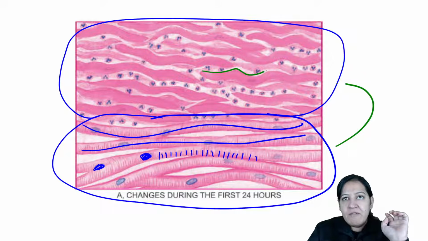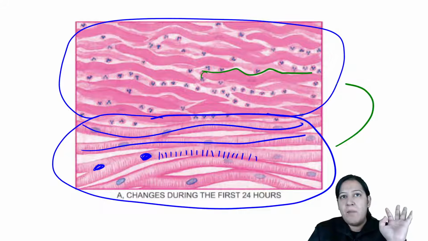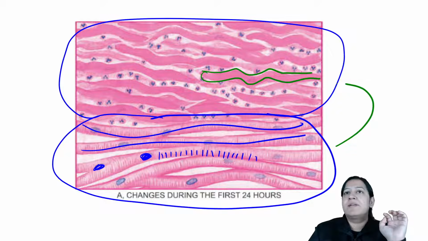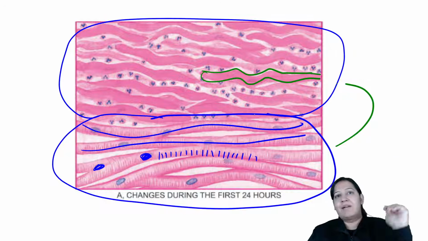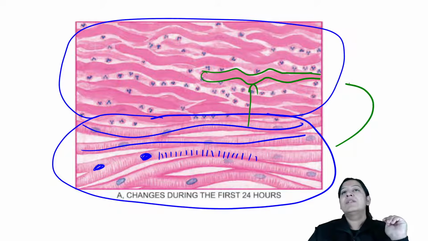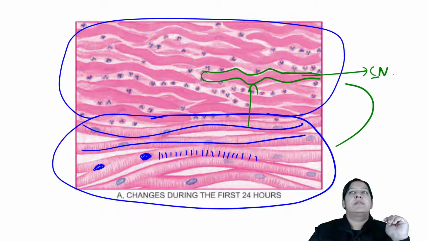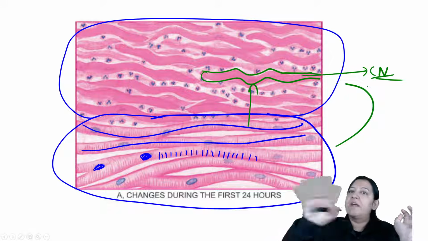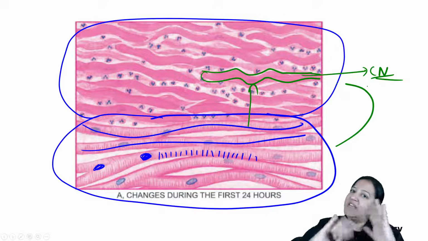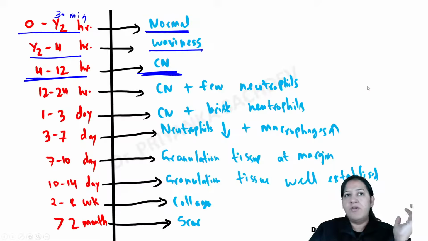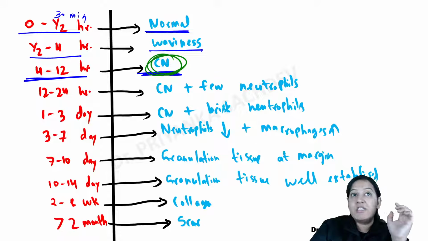The myocardial fibers lose their nuclei and striations, and they all become dark pink. So they undergo coagulative necrosis, coagulative necrosis in all the fibers. Waviness comes first, and after waviness they undergo coagulative necrosis. Have you got it? So the next feature is coagulative necrosis.